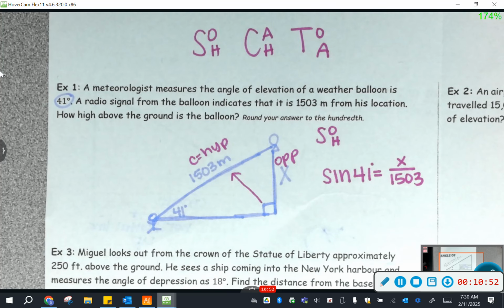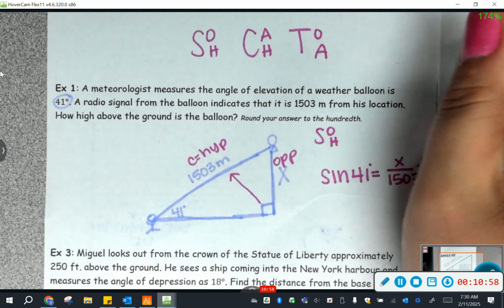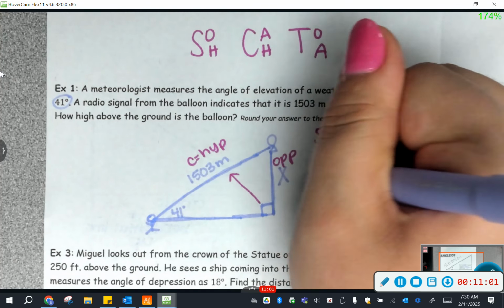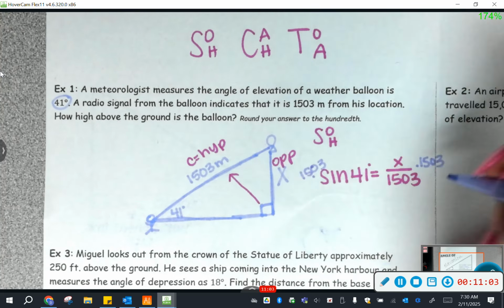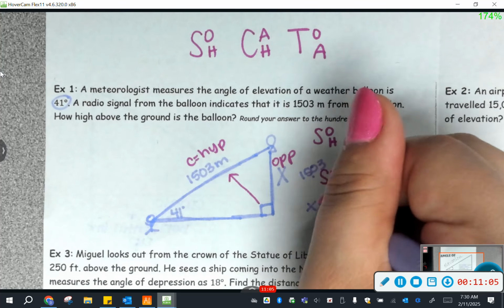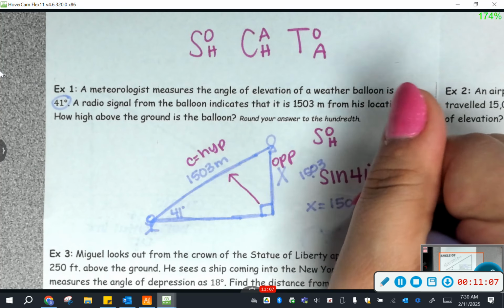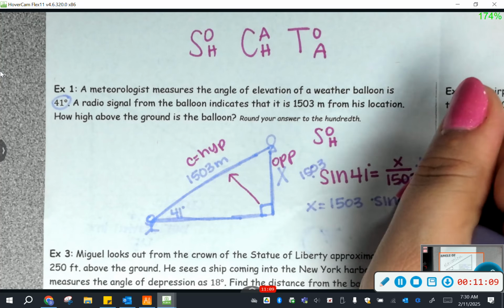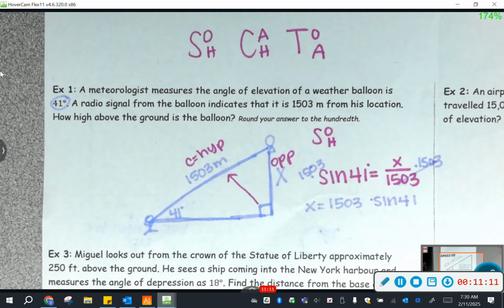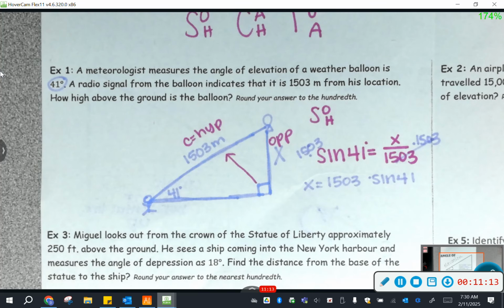And as a reminder, when X is on top, every single time, what do you do if X is on top? You multiply. Every time. In the calculator, I would like you to type this. What is 1503 times sine of 41?